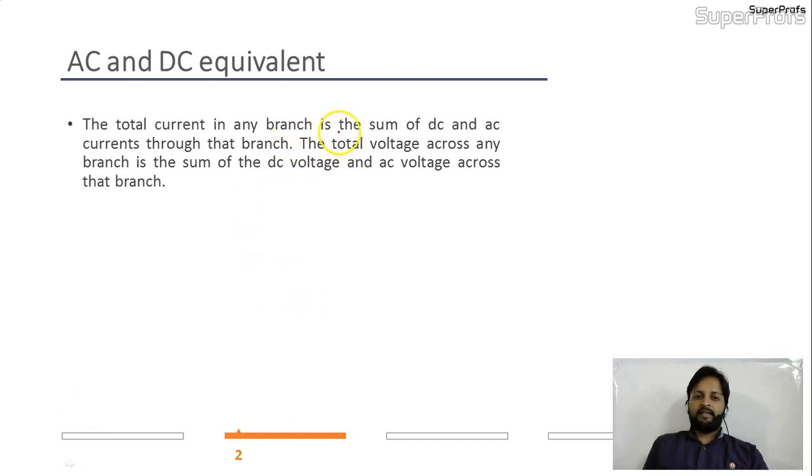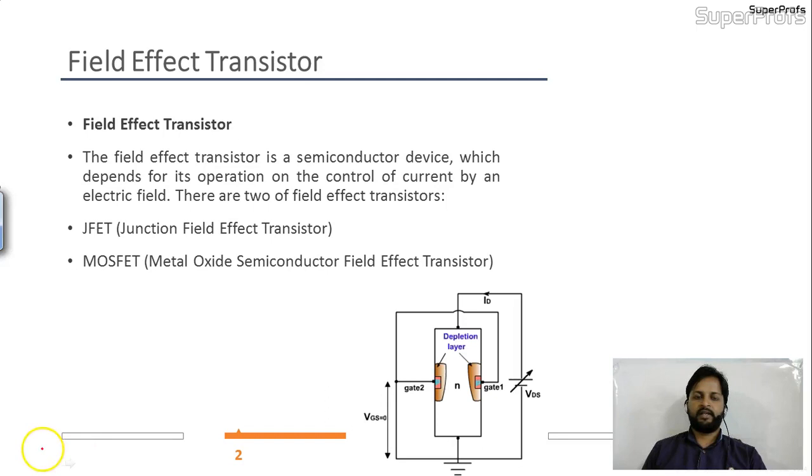The total current in any branch is the sum of DC and AC, obviously, right? But at the output we have voltage due to AC only. At the input we have only AC. In between, in the entire circuit, we have AC as well as DC. This is the theory behind this, right? So the total current in any branch is the sum of the DC and AC currents through that branch. The total voltage across any branch is the sum of the DC voltage and AC voltage across that branch. I hope this point is clear to you, right?